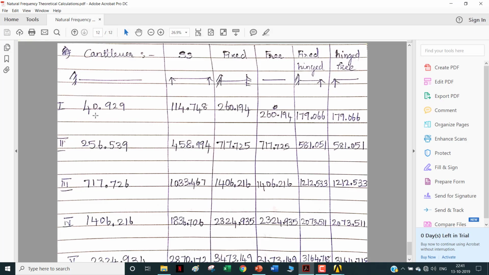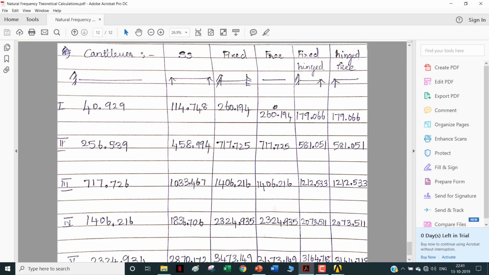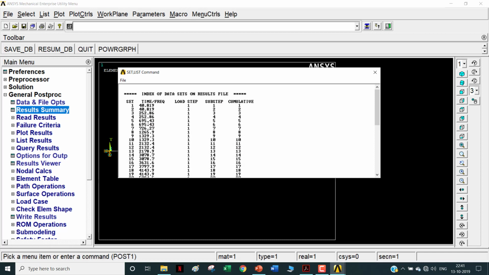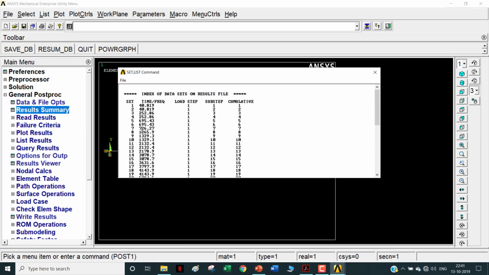My second frequency in the theoretical calculation is 256.539. Here I have 252.86, which is also a close match, right? Now if I go on to the third frequency, which is 717.726, the closest value in ANSYS is 726.27. As you can see, as the frequency moves higher, the difference between the theoretical answer and the calculated answer from ANSYS is increasing, right?